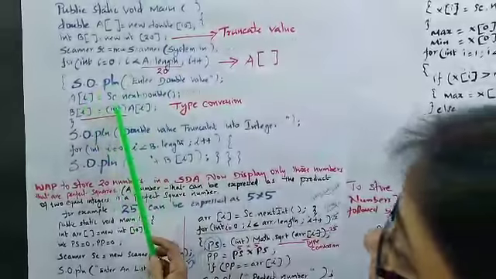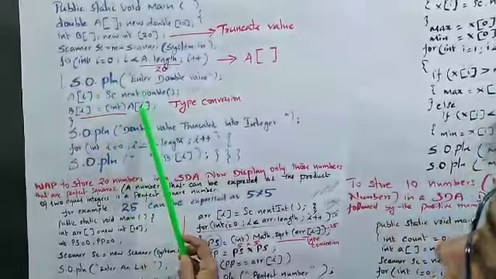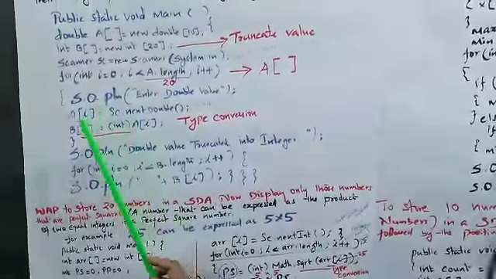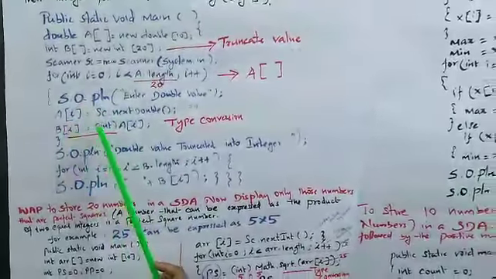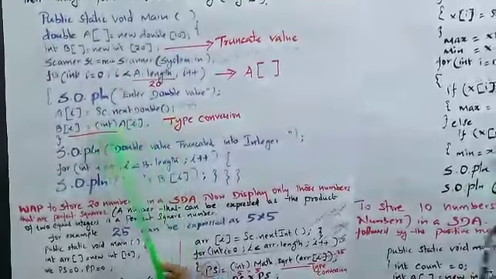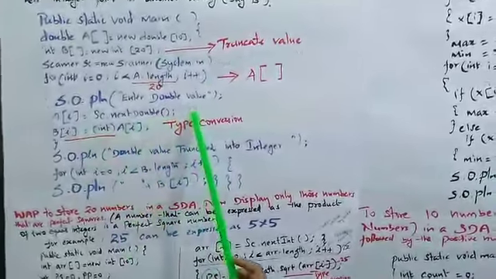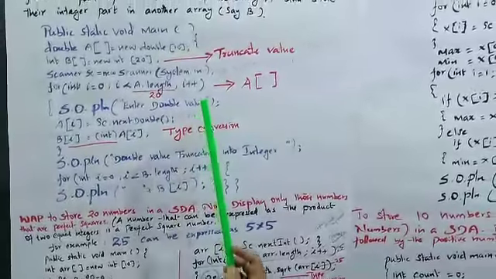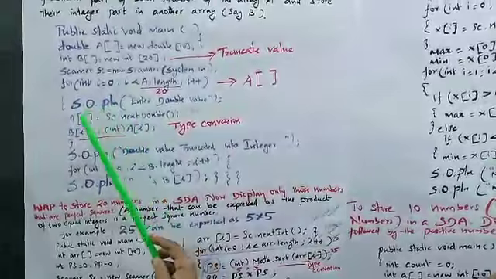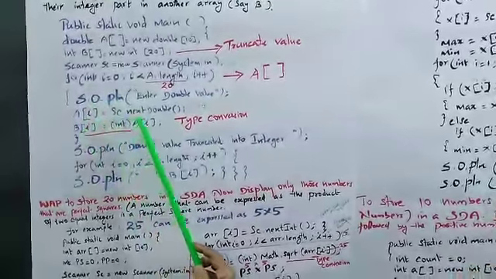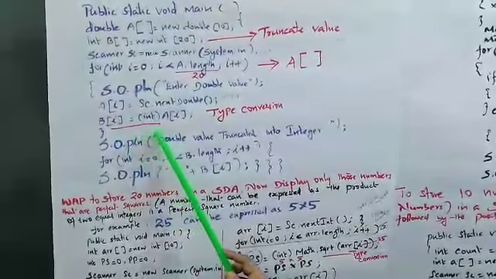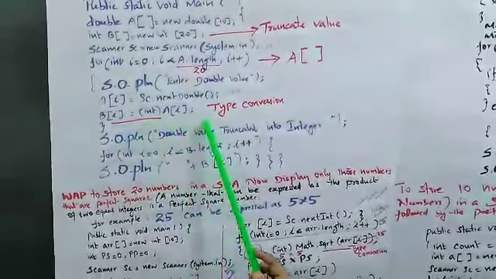So here b is integer and a[i] is double. So you have to make them one data type, that is integer. So we have to write (int) a[i]. You have to convert it. Suppose we enter the value 7.9. In 7.9, the 7 will come in the integer part, and the fractional part will be dropped. If you write b[i] = a[i], it will give you an error.